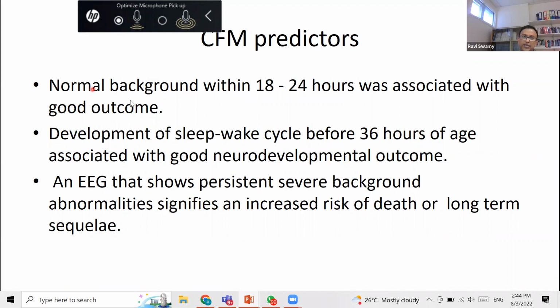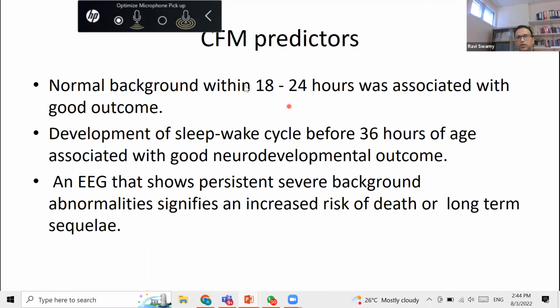Last one, if you see a normal background within 18 to 24 hours, that is basically a child who might have had a moderately abnormal or severe background, but as time goes, with cooling or something, the child is moving towards a normal background within 18 to 24 hours. Then you think that CFM is getting better. Also, if you start seeing sleep-wake cycling within 36 hours, then the child will have a very good outcome. So these are all the predictors of a good outcome.